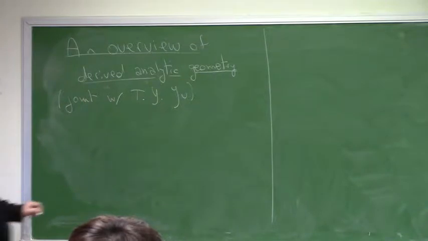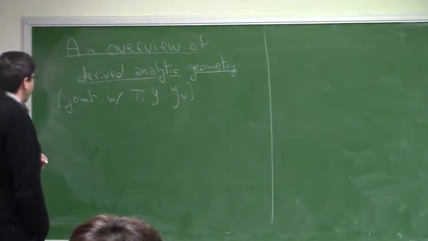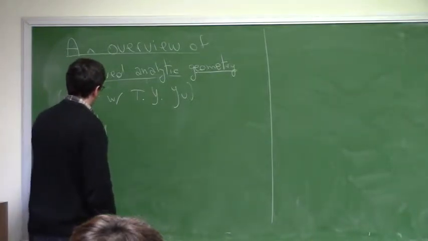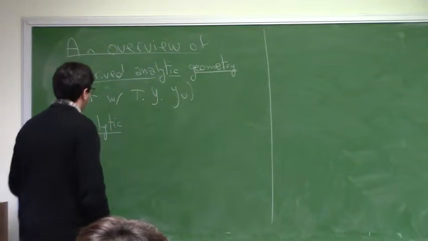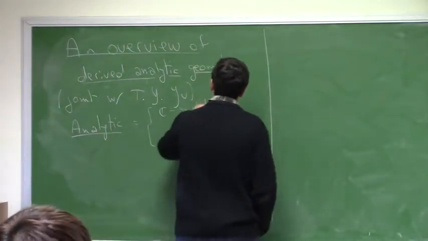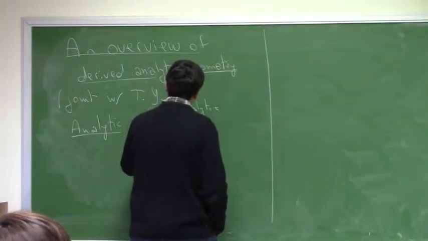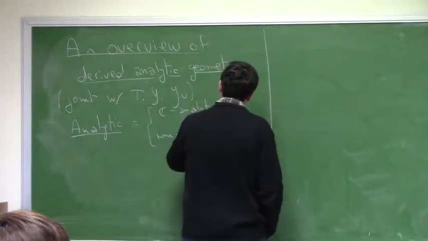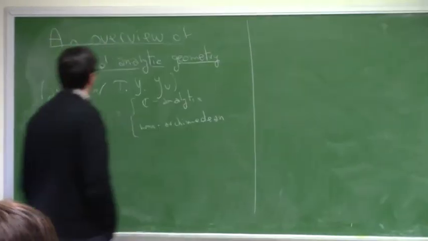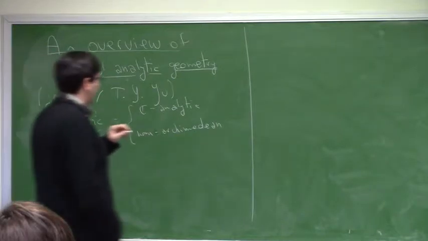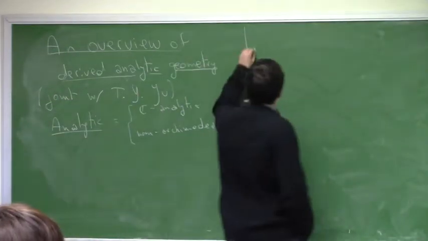So, yeah. The topic of my PhD thesis is derived analytic geometry, and let me remark from the very beginning that analytic means both complex analytic and non-Archimedean analytic. Before starting to explain the main results and how one can build such a theory of derived analytic spaces, let me start with some motivations.